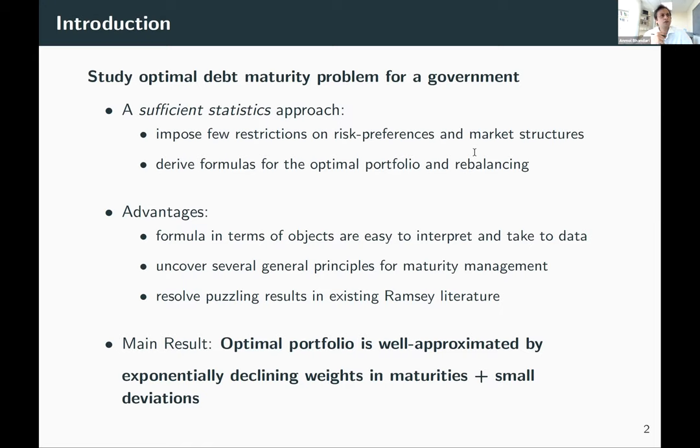And importantly, we derive formulas for the optimal portfolio and rules for how it should be rebalanced in this large class of models. The main advantage of our approach is that all the formulas are in terms of objects that are easy to interpret and take to data. Given that they're easy to interpret, they uncover several general principles for maturity management, which hold across a large set of economies. And they also resolve some puzzling results from the existing Ramsey literature.